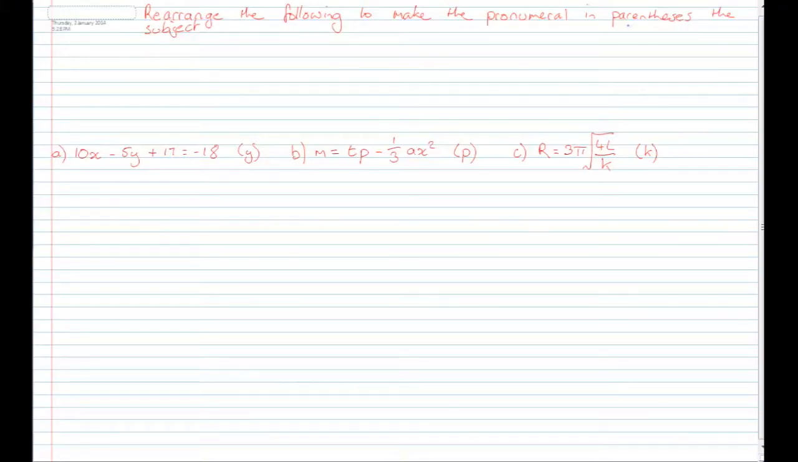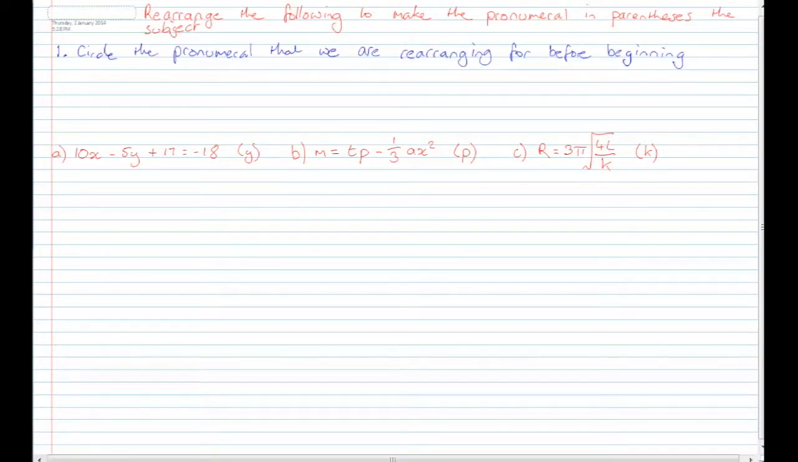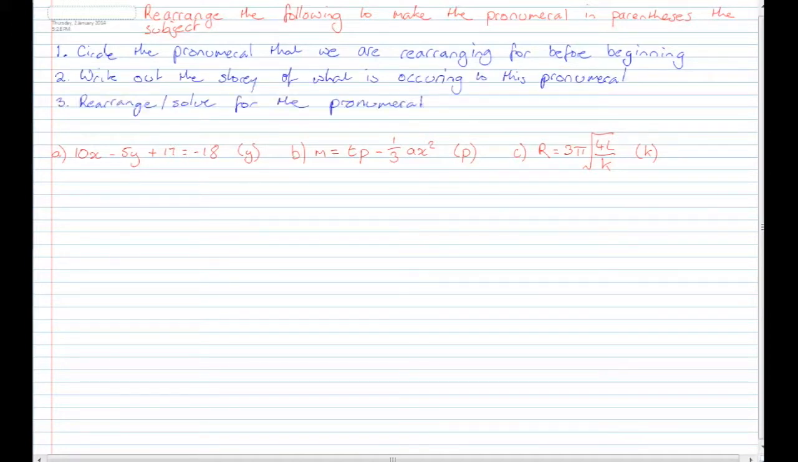So now it's time to rearrange equations to make different pronumerals the subject. The question says rearrange the following to make the pronumeral in parenthesis the subject. Parenthesis means brackets, which you can see down here. You've got the y in brackets. Before we do that though, we need to know a couple of things. 1. Circle the pronumeral that we are rearranging for before beginning. 2. Write out the story of what is occurring to this pronumeral. And 3. Rearrange/solve for the pronumeral just as we have done in previous lessons.